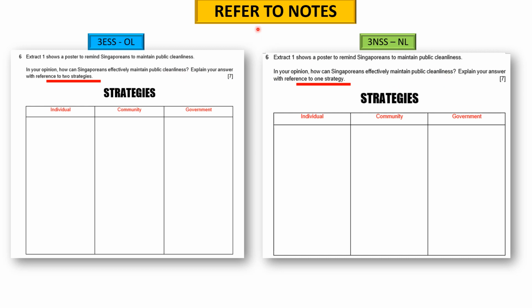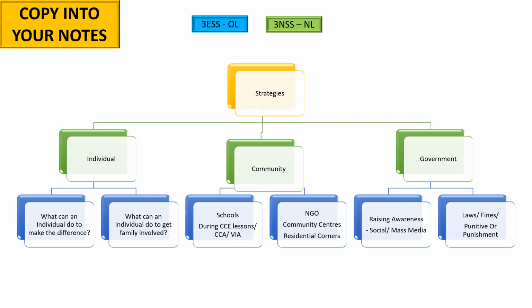Now, for the sake of knowledge, we are going to take a look at what it means to look at the strategies in terms of the individual's perspective, community, as well as government. For this, you would have to copy into your notes. There is no space for it. You can copy at the back or take a piece of paper and put it together, because I think this is a very important point.